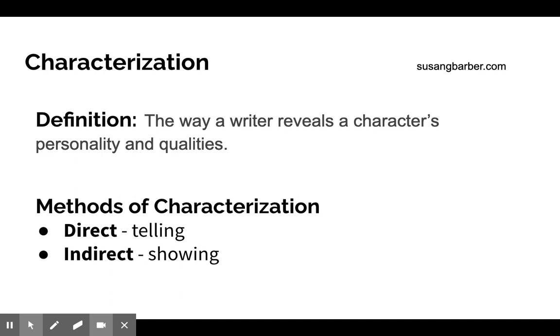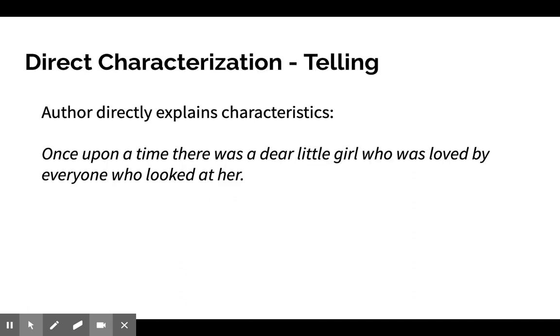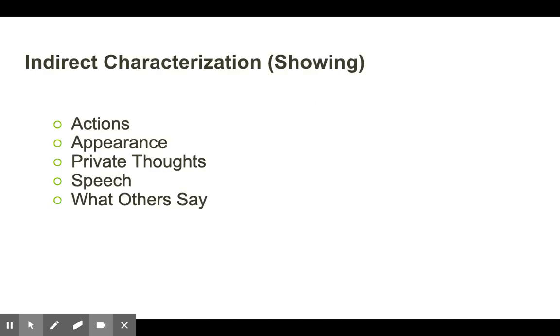So basically, there are two methods of characterization: direct and indirect. Now, direct, also called telling, is where the author is directly explaining the characteristics. And I'll use Little Red Riding Hood to give you some examples of these. When they start the story, it says, "Once upon a time, there was a dear little girl who was loved by everyone who looked at her." So the author right there is basically just telling you what we should know about the character. She is dear and she was loved by everyone who looked at her.